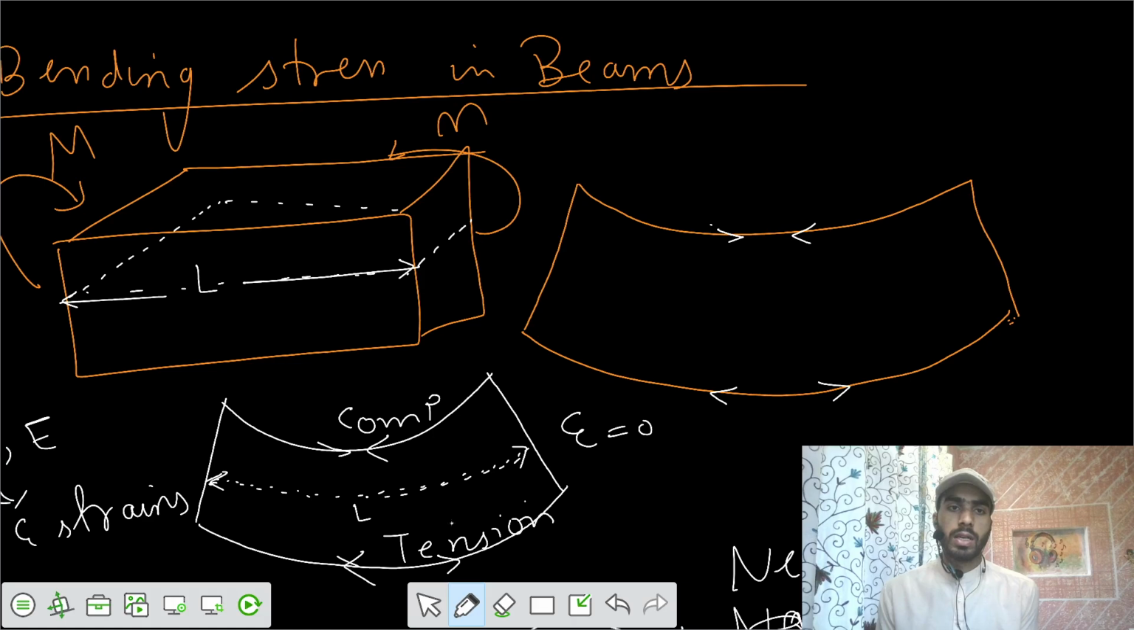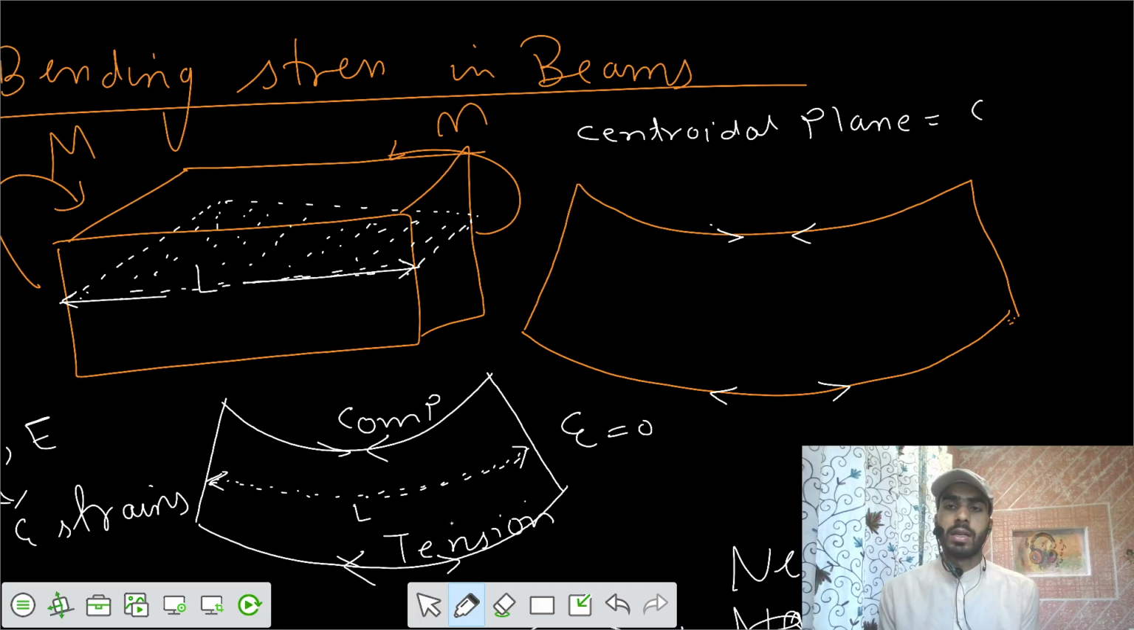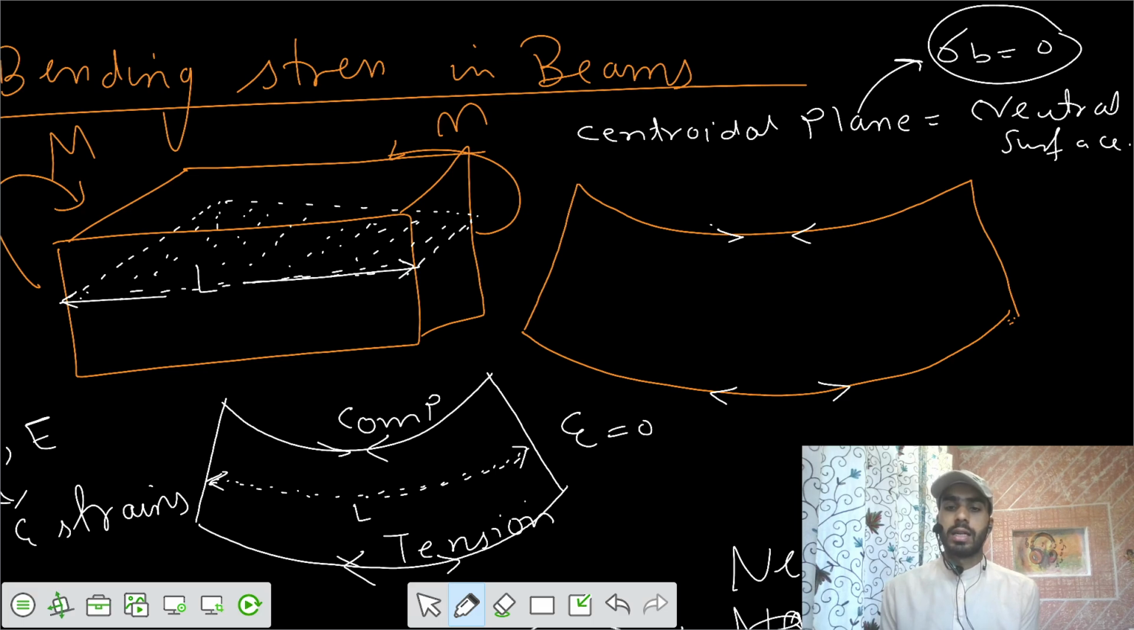If we talk about isotropic, homogeneous and prismatic material, then the neutral axis forms at the centroid. That we will show also through the equation that we derive. So till now you can remember that the centroidal plane would be the neutral surface, where we can say that bending stress is 0 on that plane.